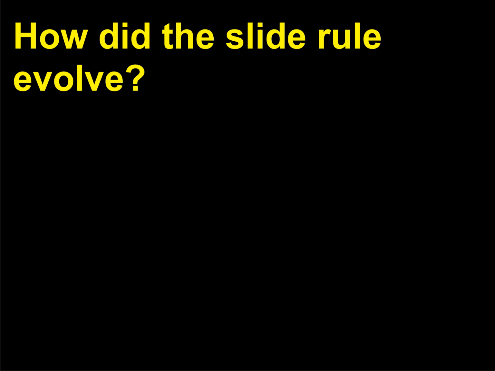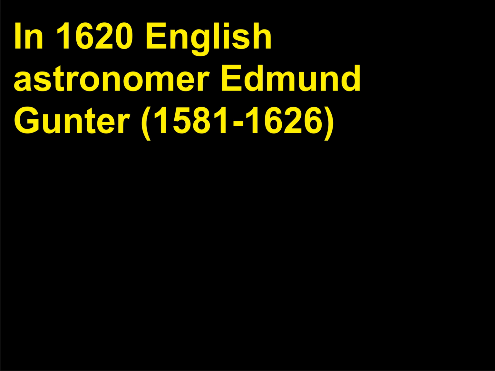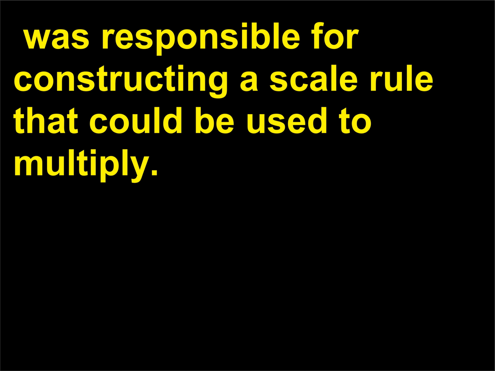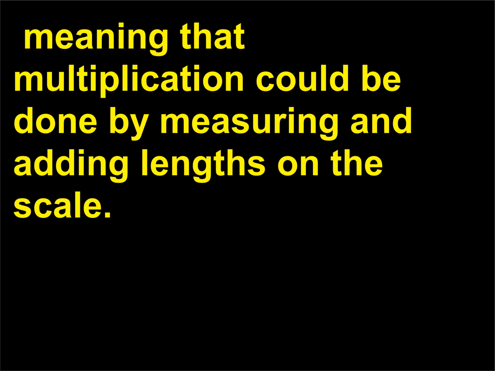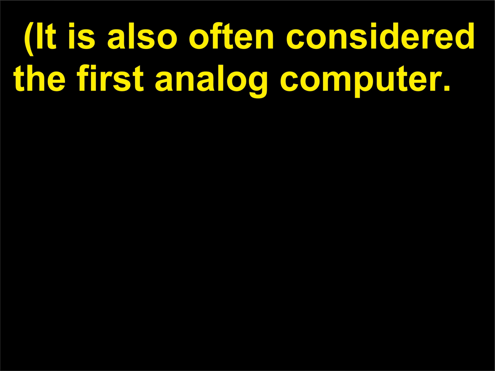How did the slide rule evolve? In 1620 English astronomer Edmund Gunter, 1581–1626, was responsible for constructing a scale rule that could be used to multiply. He divided his scale according to Napier's principle of logarithms, meaning that multiplication could be done by measuring and adding lengths on the scale. It is also often considered the first analog computer.